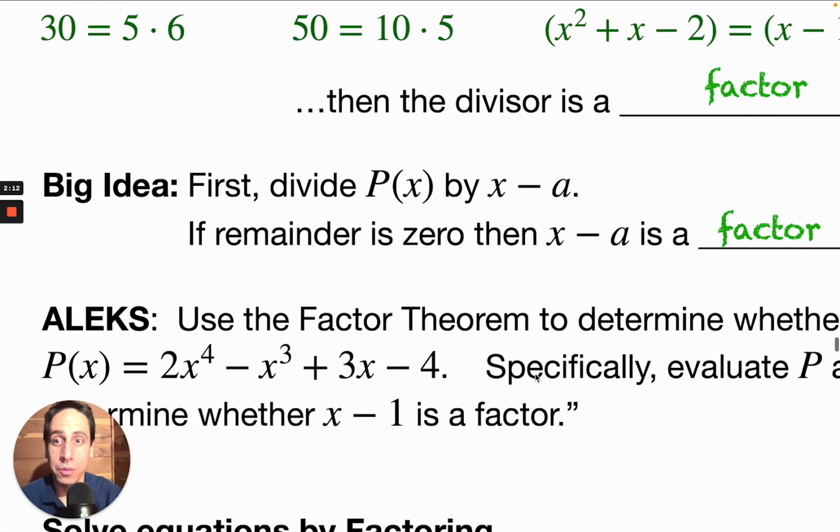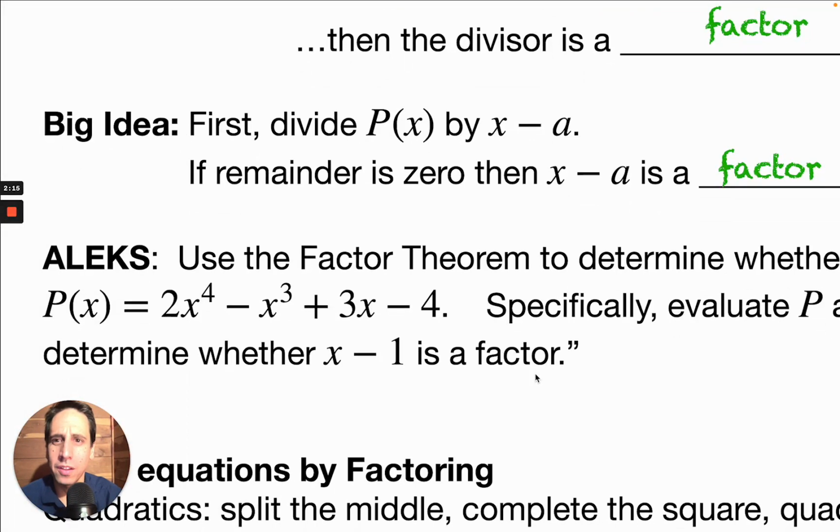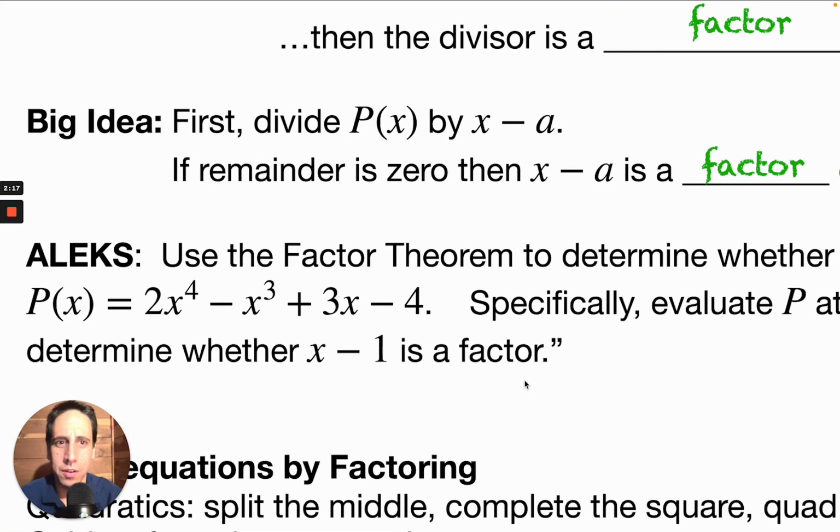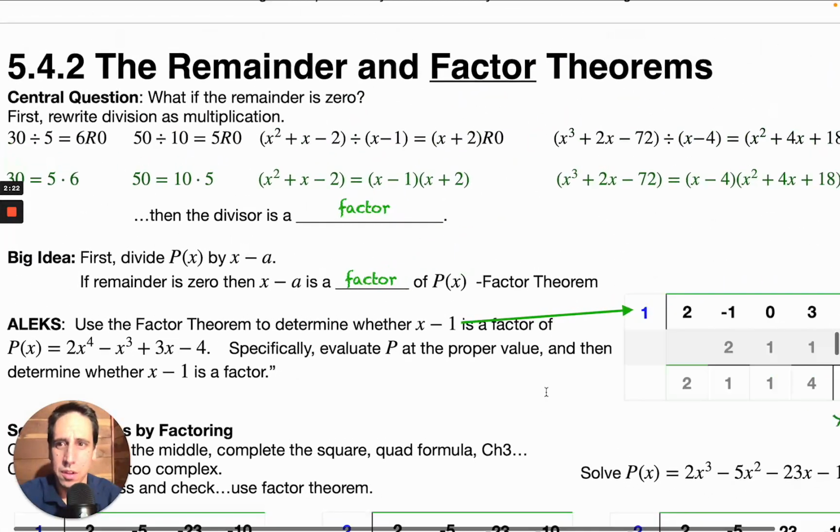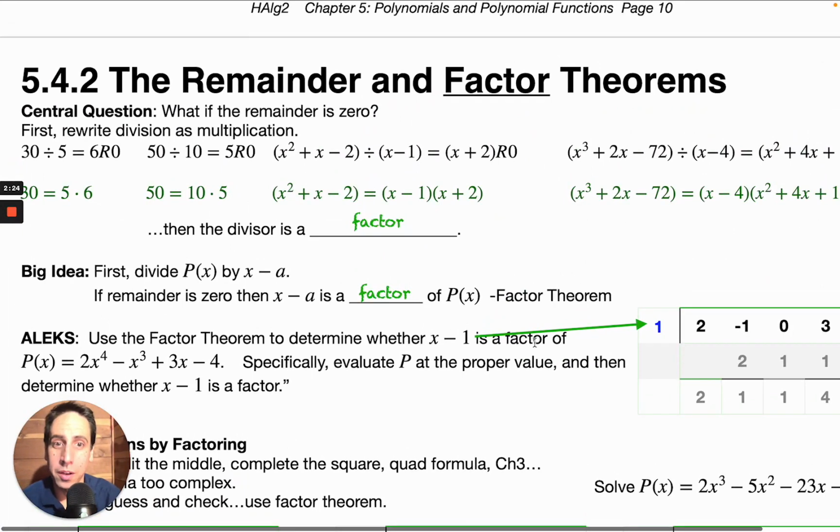Here's what this would look like on alex.com. It might say something like this: use the factor theorem to determine whether x minus 1 is a factor of this giant polynomial. Let me zoom out just a little bit. Specifically, evaluate p at the proper value and determine whether x minus 1 is a factor. What they're basically just trying to say is divide. Take this and divide, and if you get a remainder of 0, then yeah, it is a factor. So this is basically a yes or no question, and they are asking you to do it in a specific way.